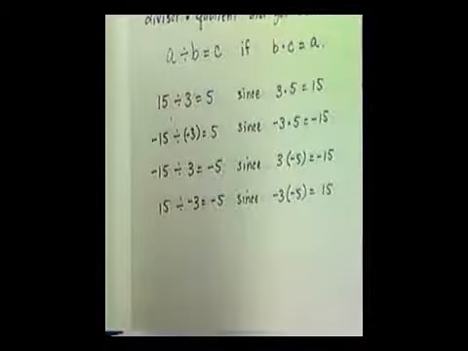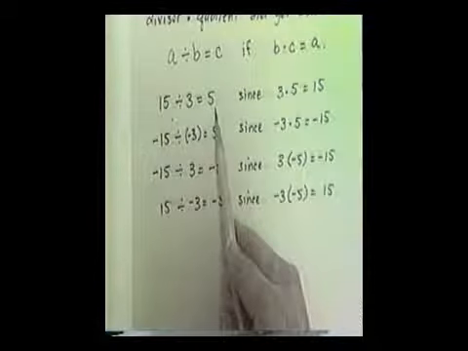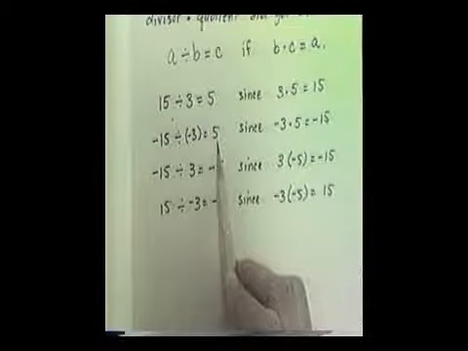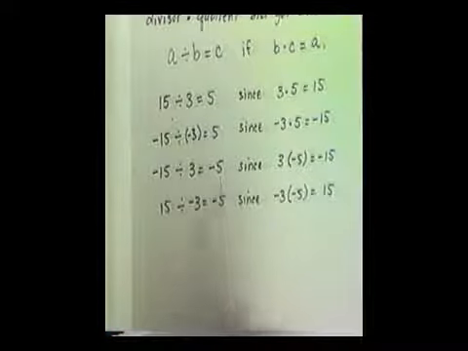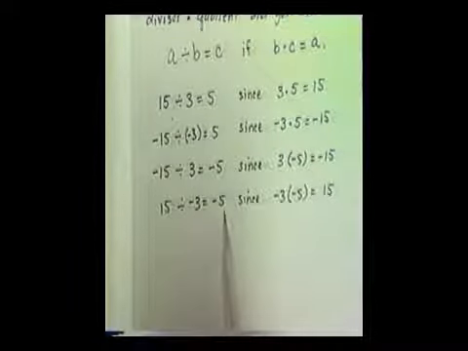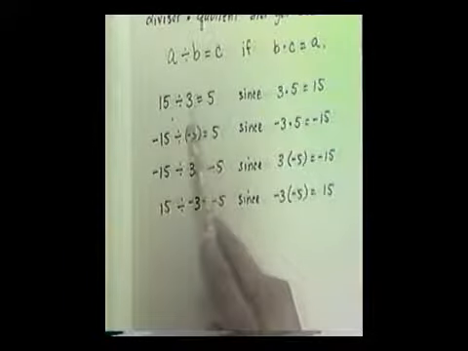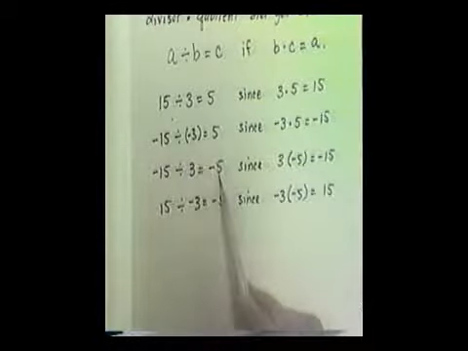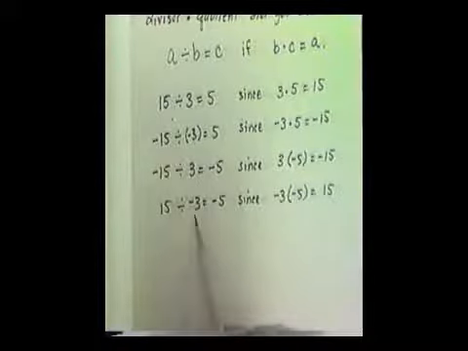So this gives us the different combinations that can occur. We can have positive divided by positive to give us a positive answer. We can have negative divided by negative to give us a positive answer. Or we can have negative divided by positive to get a negative answer, or positive divided by negative to get a negative answer. The answer is positive when the dividend and divisor have the same sign. The answer is negative when the dividend and the divisor have different signs.